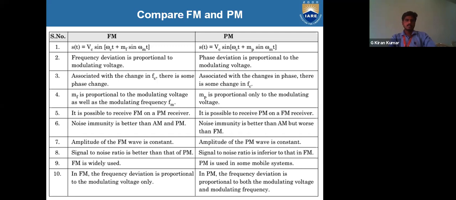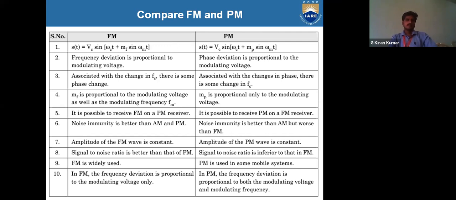Now coming to the eighth point: the signal to noise ratio in FM is better than PM. And in PM, the signal to noise ratio is inferior to that in FM, a little. And in the next point, FM is widely used and PM is used in some mobile systems only.